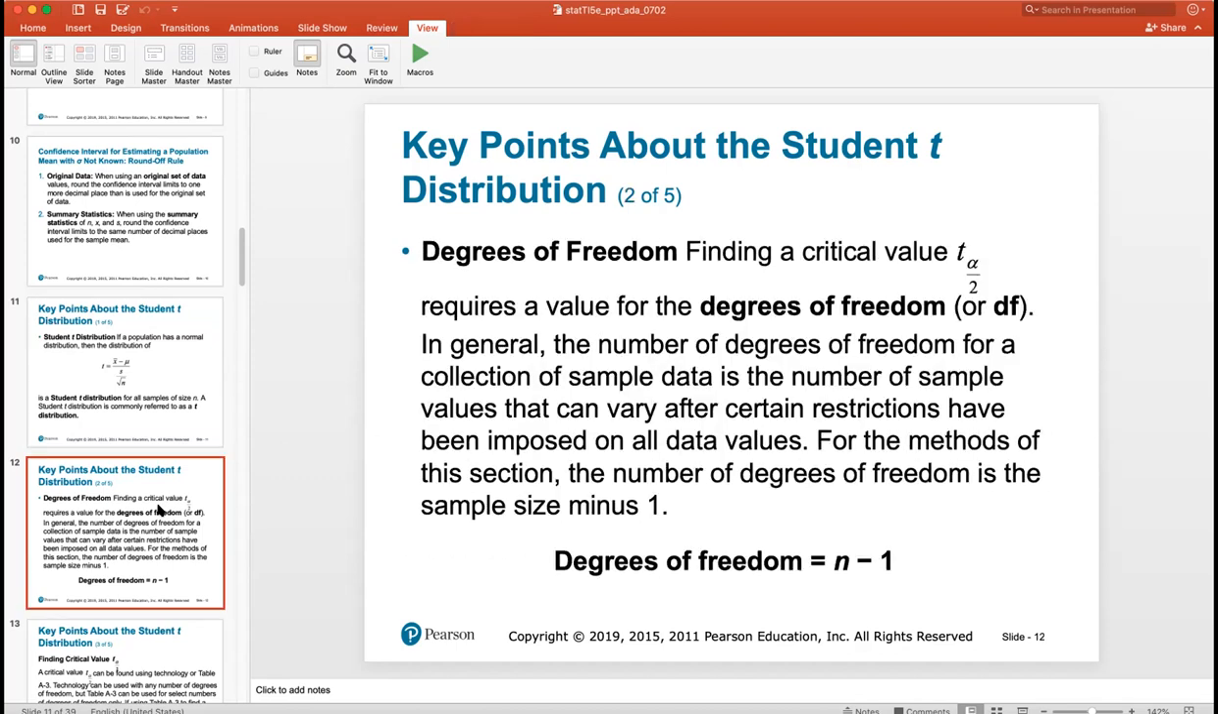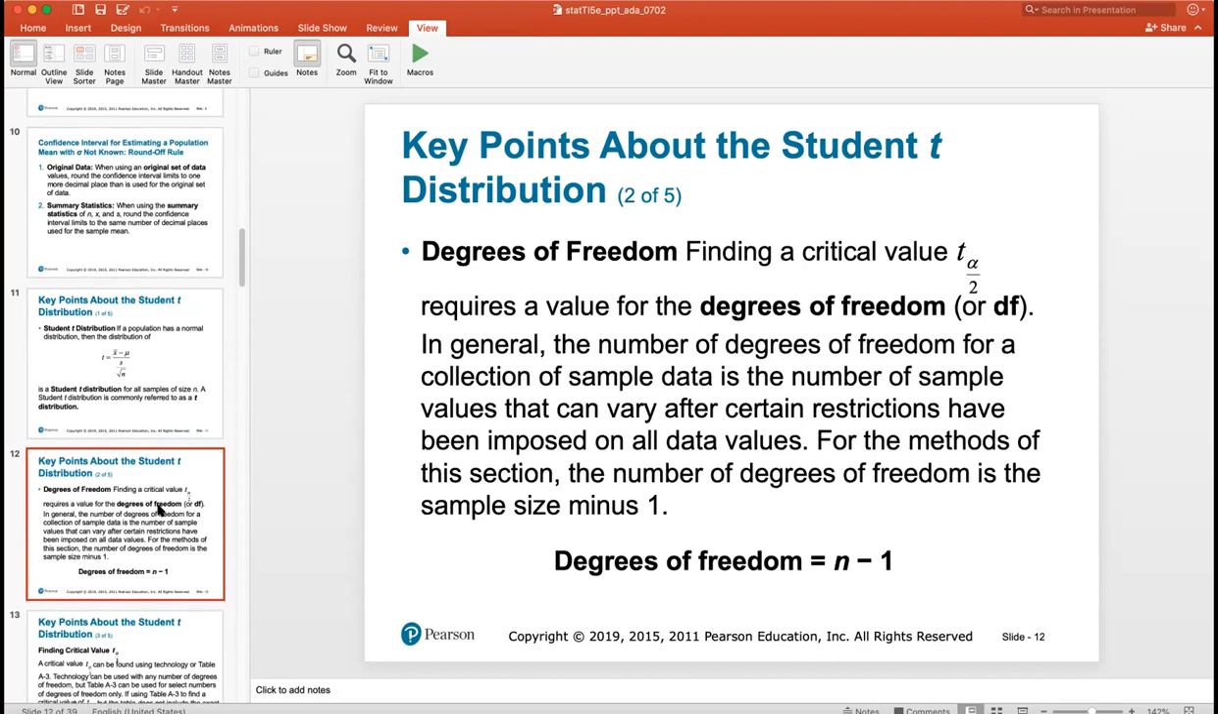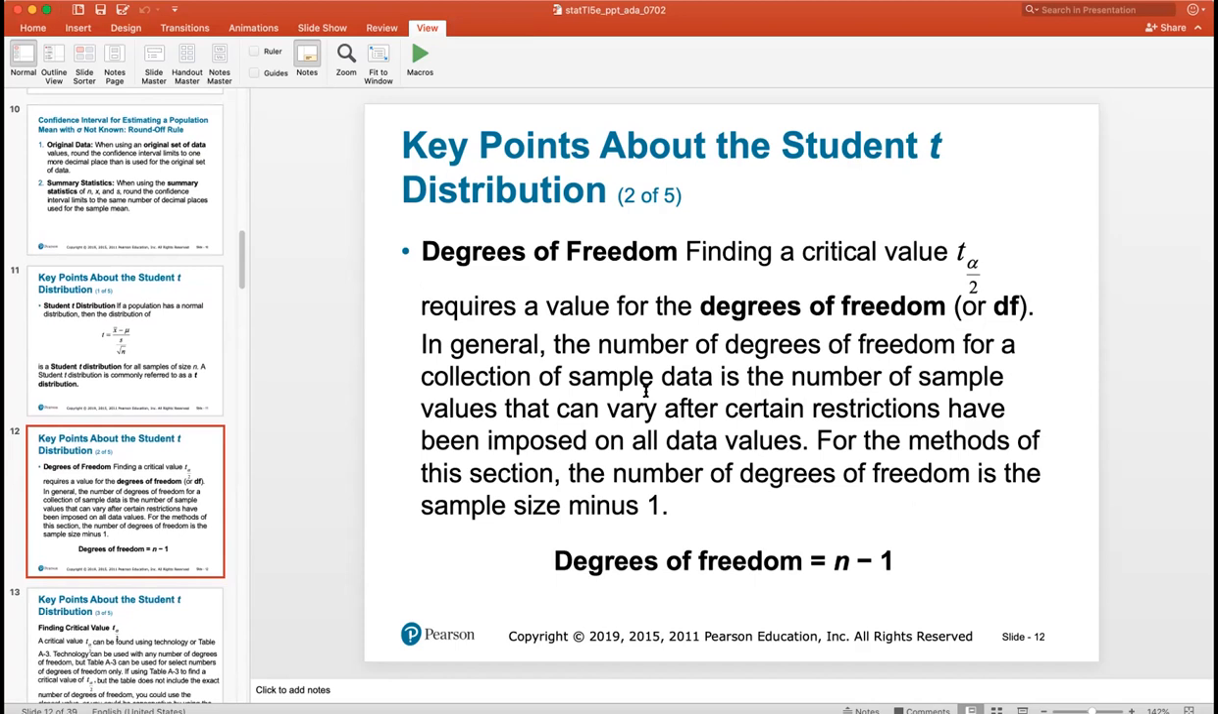Okay, so now degree of freedom. Finding a critical value t sub alpha over 2 requires a value for the degree of freedom, df. In general, the number of degrees of freedom for a collection of sample data is the number of sample values that can vary after certain restrictions have been imposed on all data values. For the method of this section, the number of degrees of freedom is the sample size minus 1.